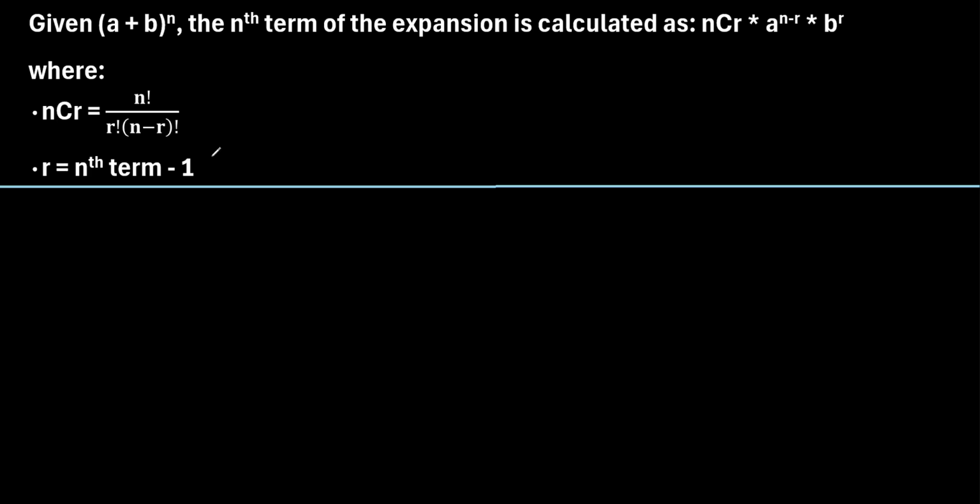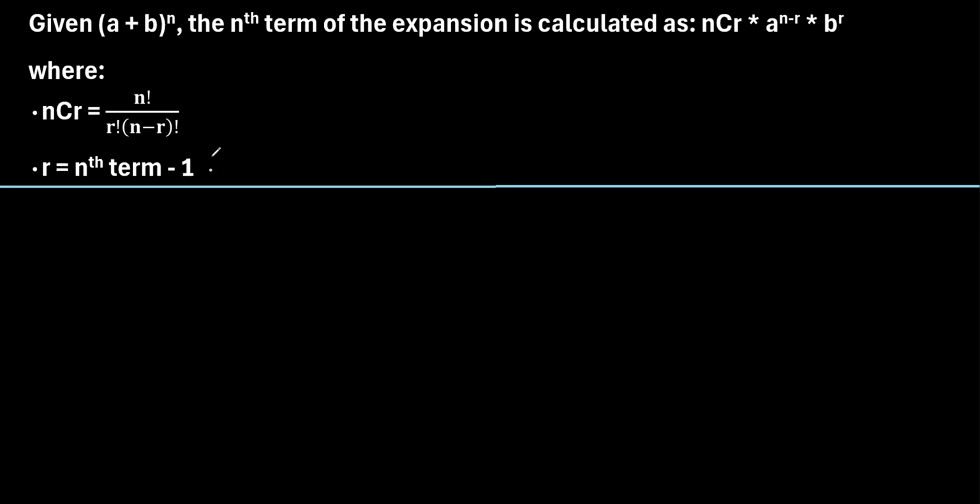In this video, we will talk about how to find the nth term of a binomial expansion. So here's the formula. Given the binomial a plus b raised to the power of n, the nth term of the expansion is calculated as n choose r times a to the power of n minus r times b to the power of r, where n choose r can be calculated by the formula n factorial divided by r factorial times n minus r factorial, and where r is the nth term minus 1.